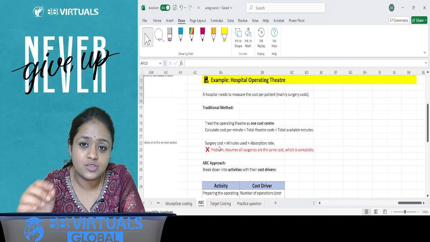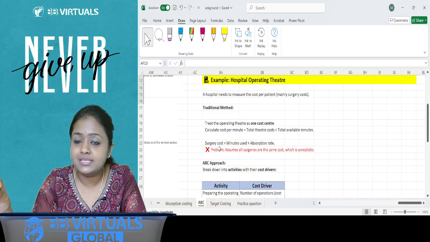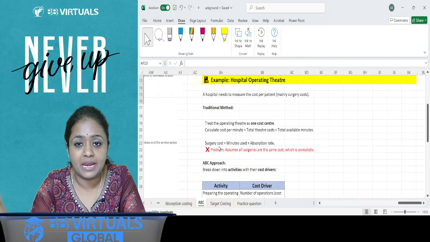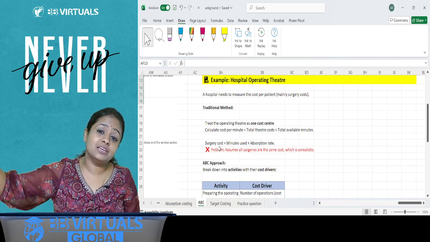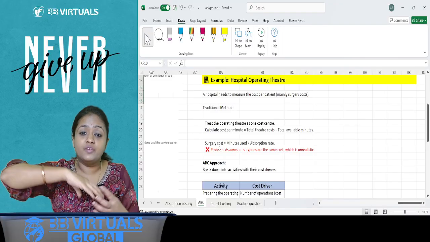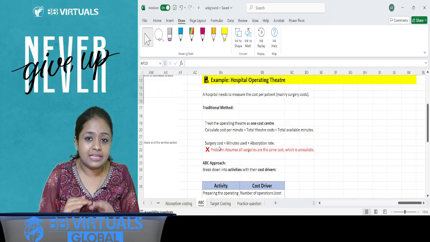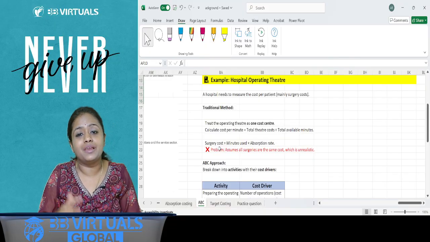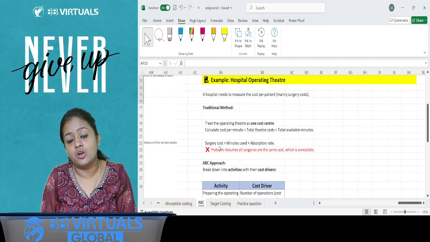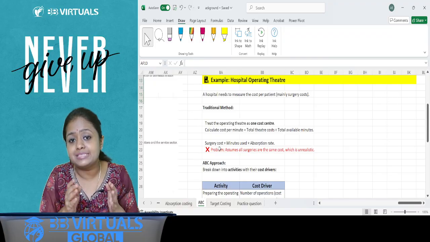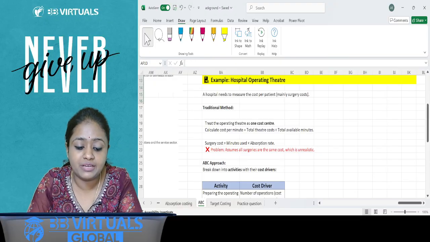Now, in the case of normal absorption costing, the surgery cost would have been the minutes used in surgery multiplied by the absorption rate, but which is wrong, because different surgeries will have different cost. The more specialized surgeries will have even higher cost, and the normal generic surgeries will have lower cost. So applying an absorption rate is absolutely wrong, because that would just make this application on very generalized lines. So how can we use activity based costing here?